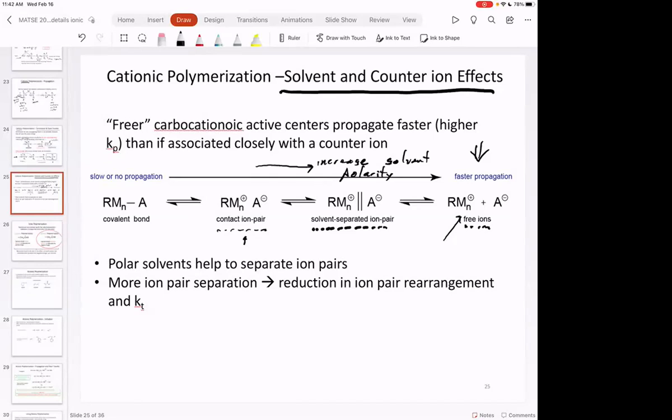Okay, so polar solvents help to separate ion pairs, and more ion pair separation actually gives you a reduction in ion pair rearrangement. If you get that anion far away from the chain end, this proton has a hard time finding it, but it really increases the rate of propagation as well. So cationic polymerizations, you really want to control the solvent polarity and get it just right. Questions? Okay, this is a short slide, but it's a key slide, so make sure you remember that one.